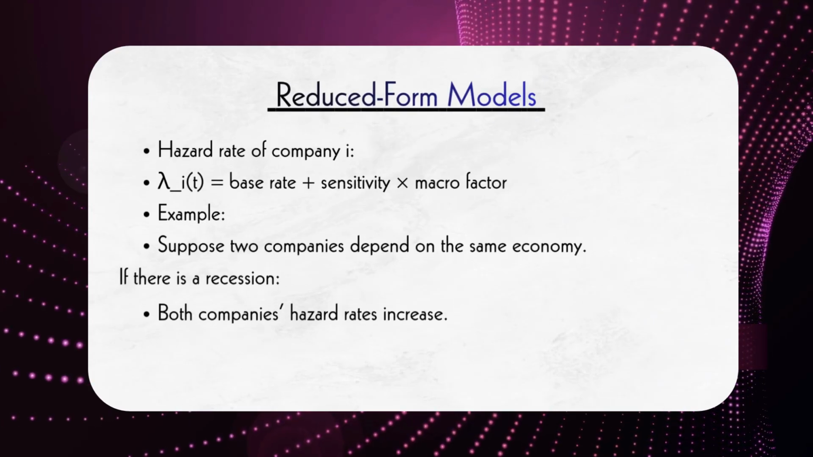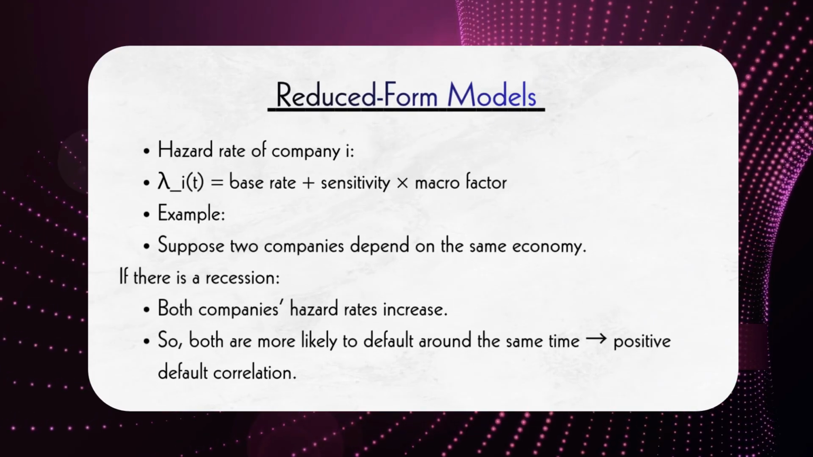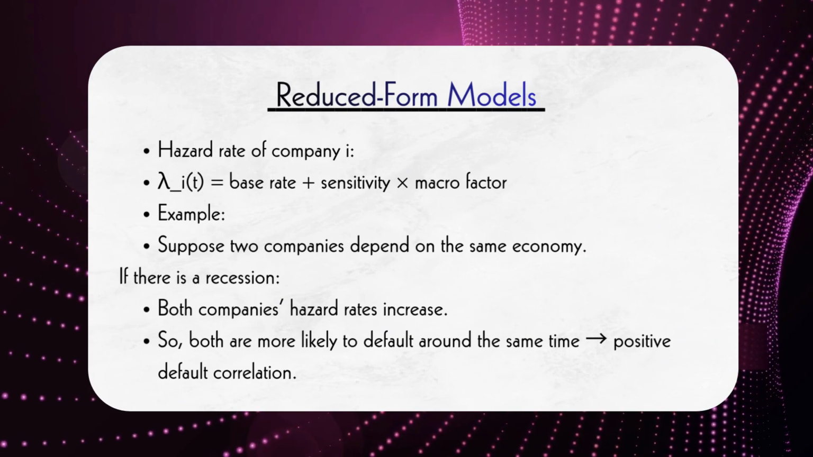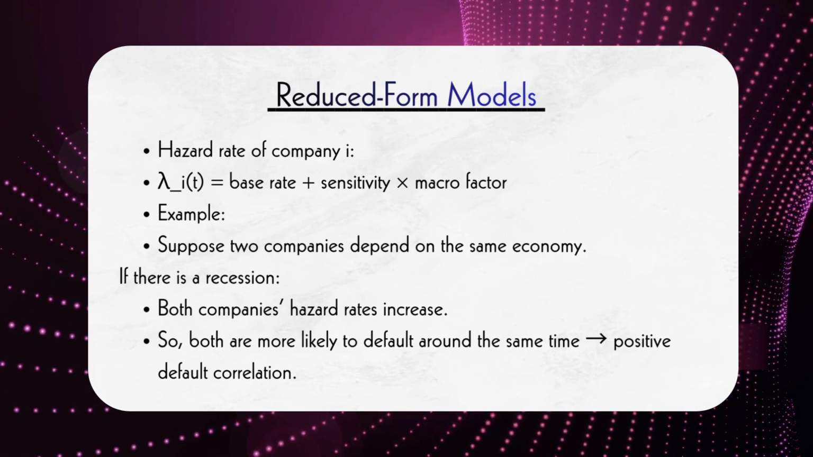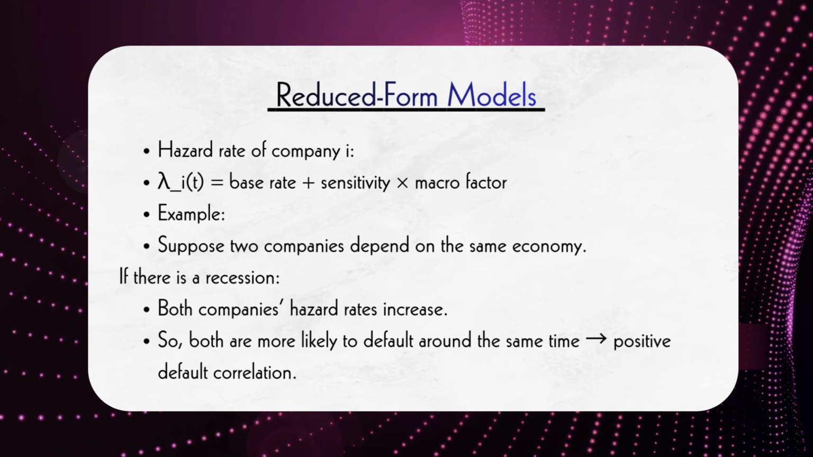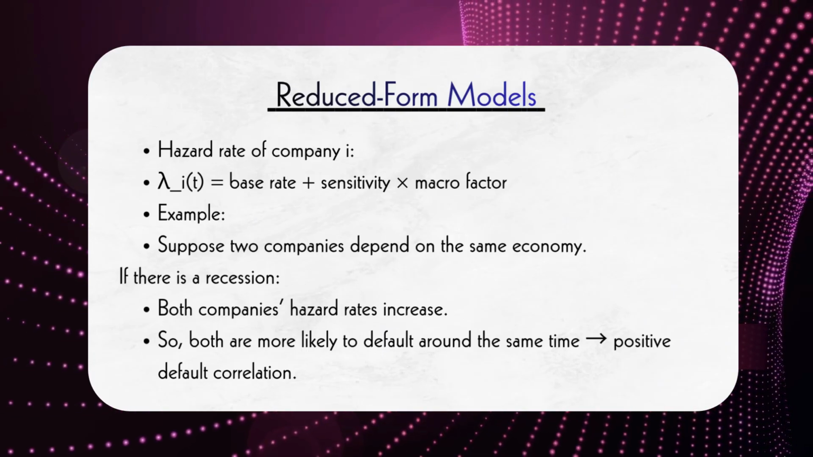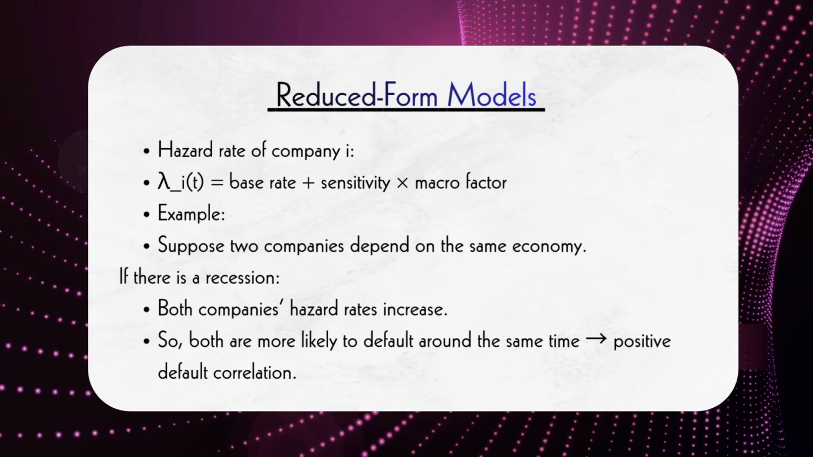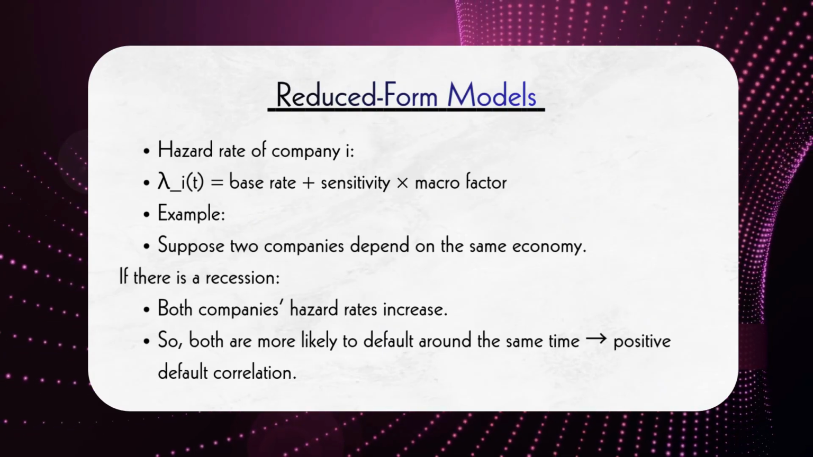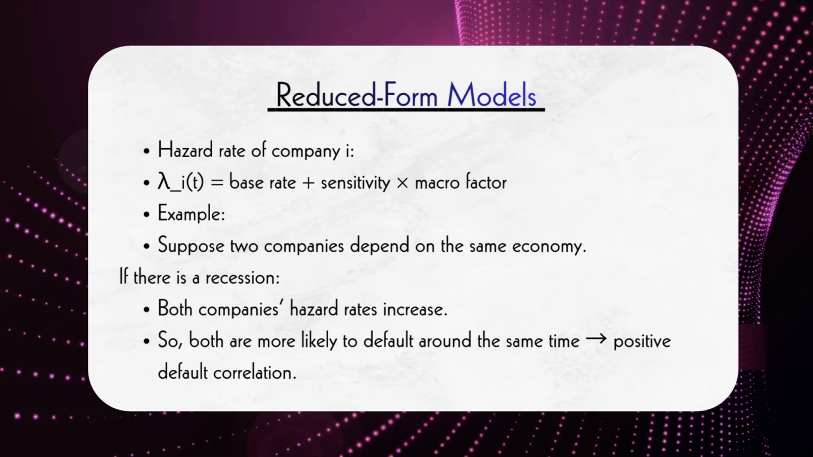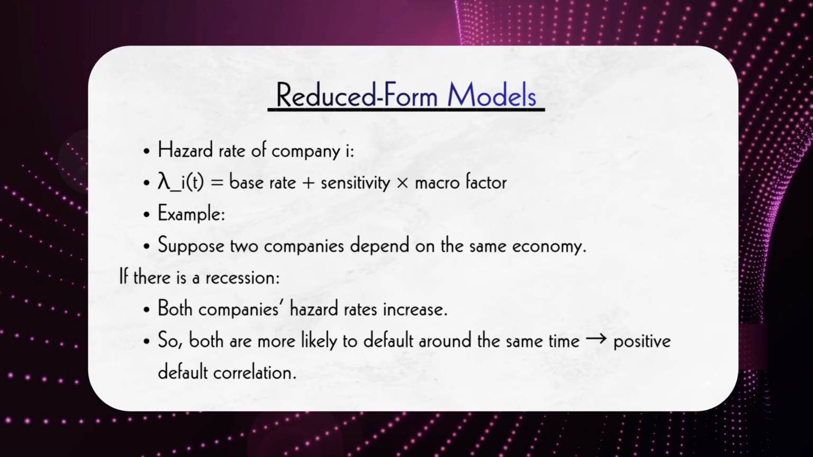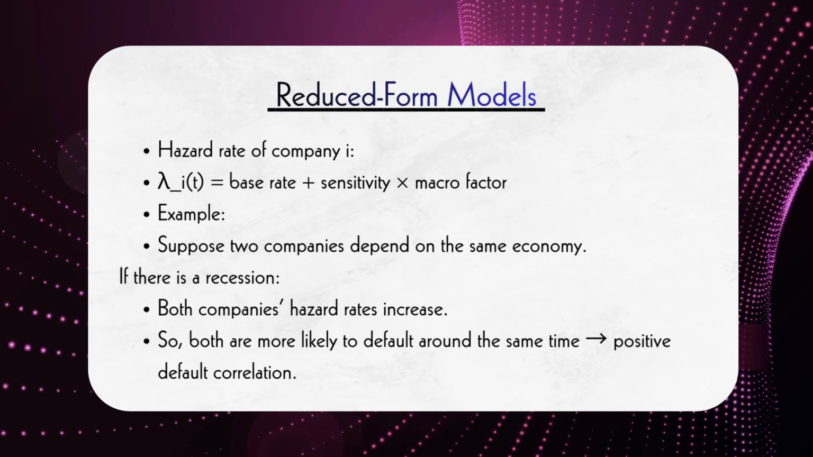We can write the hazard rate as lambda of i at time t equals base rate plus sensitivity multiplied by a macroeconomic factor. Now think of an example. Suppose two companies operate in the same economy. If there is a recession, both companies will face financial stress. Their probability of default increases at the same time, which creates default correlation. So, they may default around the same period.